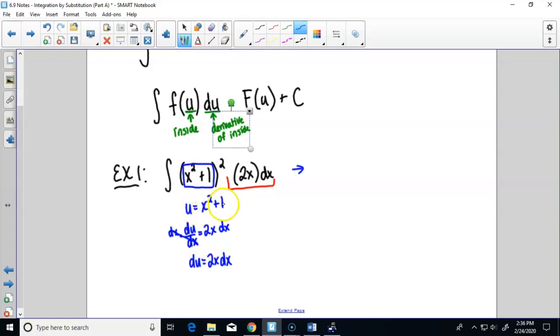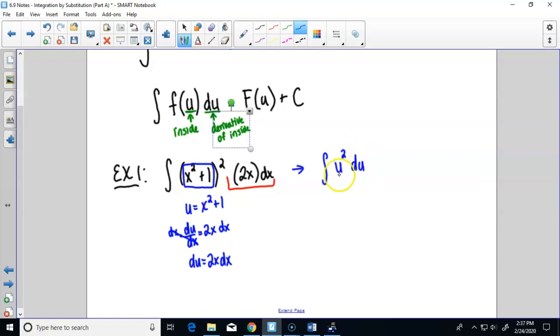So, x squared plus 1, I let it equal u. So, I'm going to write the integral of u squared. I'm replacing that x squared plus 1 with u, and I'm also going to replace 2x dx with du. Now I have made my integral much more simple, right? I'm just integrating u squared with respect to u, and that is much easier than whatever this mess was over here, right?